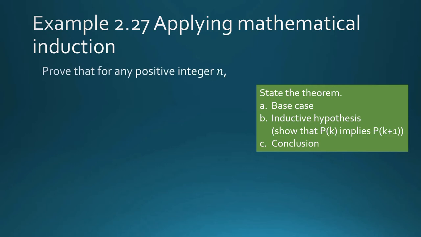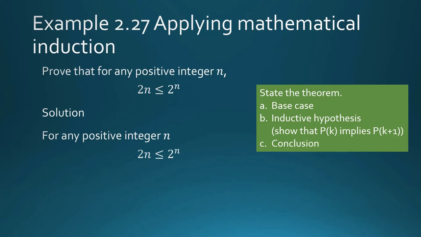So this is the challenge. Prove that for any positive integer n, 2 times n is less than or equal to 2 raised to n. We begin by stating the proposition. So when we have not yet proven it, we call it a proposition. So for any positive integer n, the proposition is 2 times n is less than or equal to 2 raised to n.